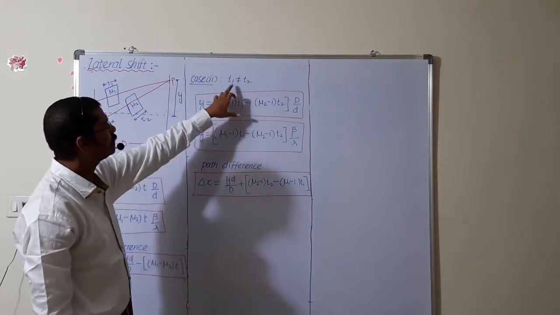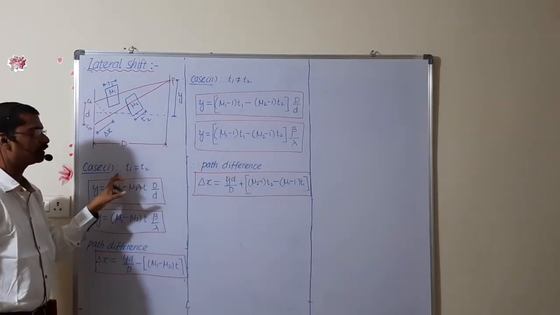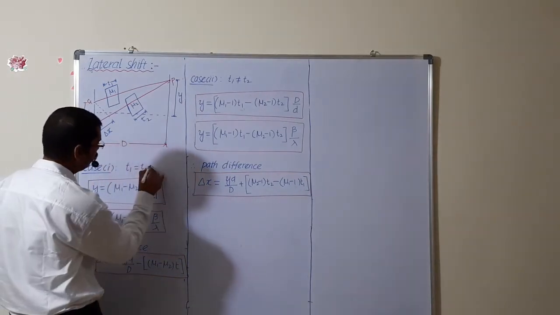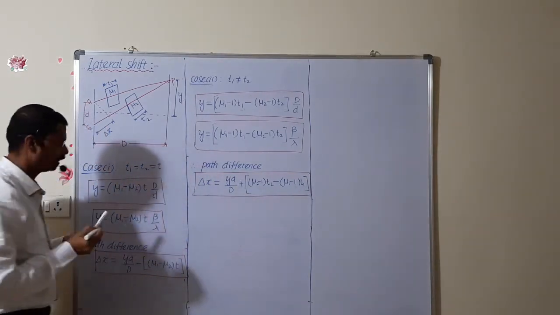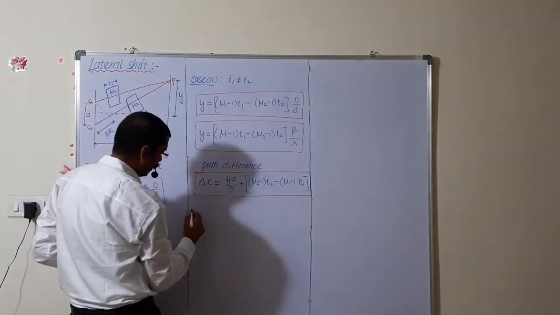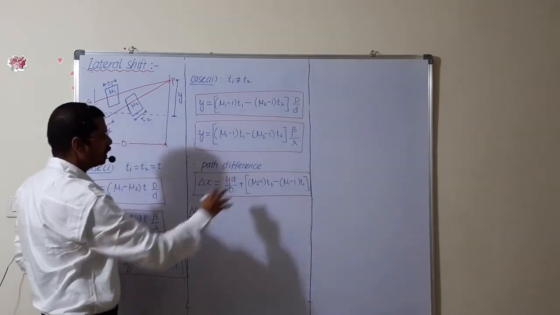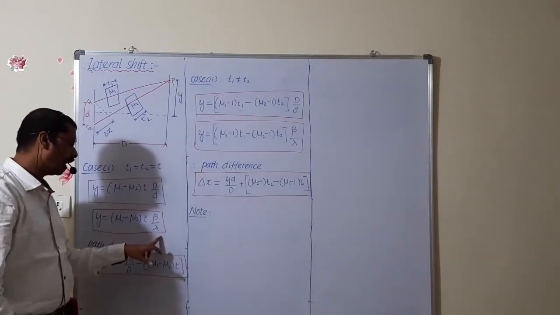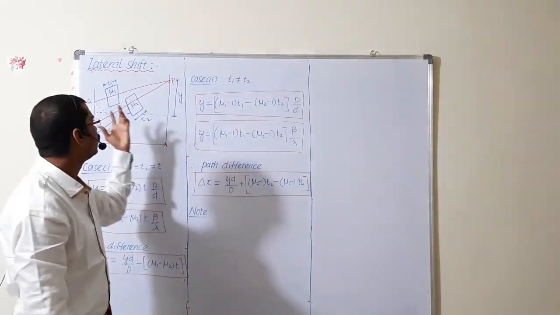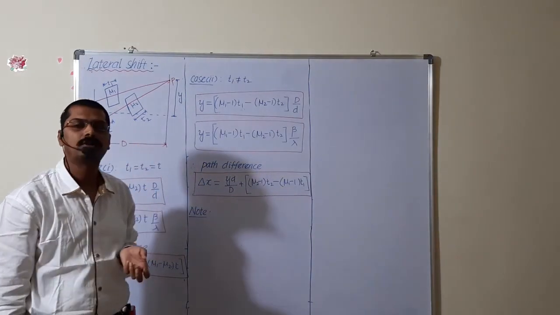The two cases differ according to the thicknesses. According to case number 1, the two thicknesses are equal, T1 is equal to T2, which is nothing but T that I am taking. This is the way we have to find it. Here, in these two conditions, lambda is also there. If lambda is different, meaning different colors, we will get different lateral shifts. The number of bright fringes and dark fringes we can also find out.